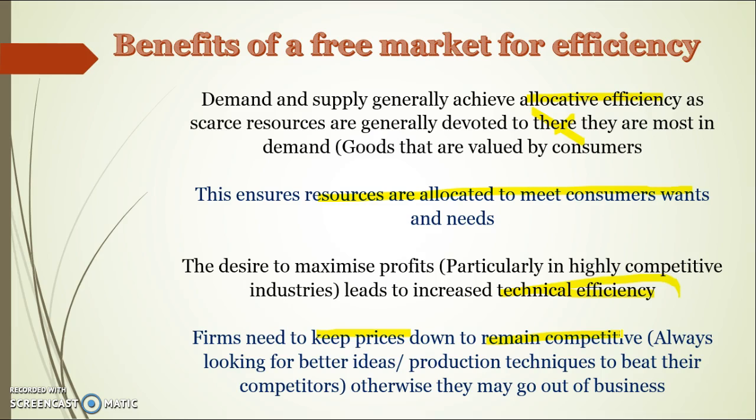Otherwise, they may go out of business and someone else may undercut their costs. So market economies are also good at achieving technical efficiency because there's a high incentive to keep prices down by being productive, and that leads to increased output per unit of input and increased technical efficiency. Good for allocative efficiency because they produce what society wants. Good for technical efficiency because they have a high incentive to keep their prices down.